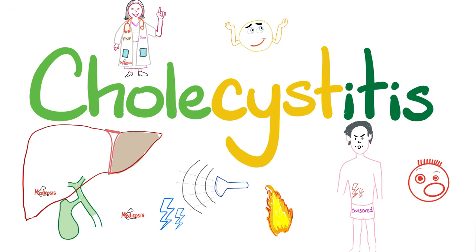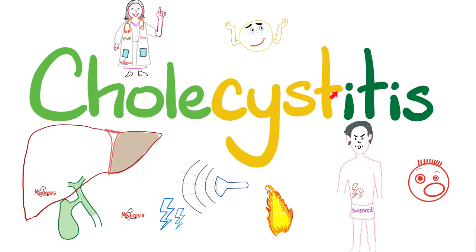It's fat. Next, we have the word cyst. Okay, cholecyst. What's the cholecyst? Something related to the liver or the biliary system that is a sac. And this is the gallbladder. Cholecyst, gallbladder. Itis is inflammation. What are the cardinal signs of inflammation? Redness, hotness, swelling, pain, loss of function.